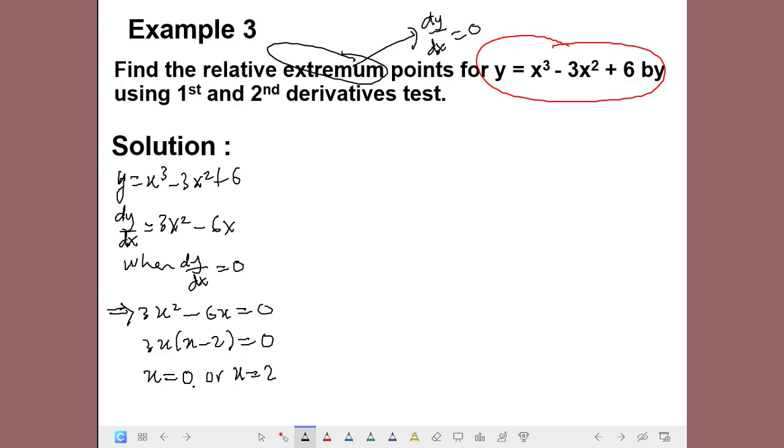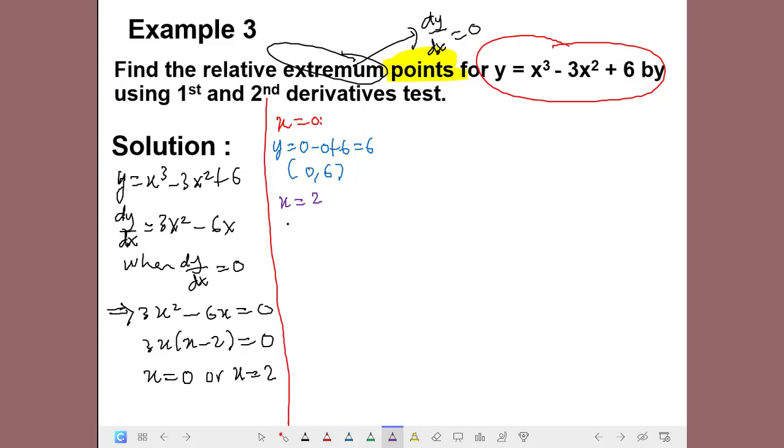Two values for x. Because these are points, you need to find the y value. You need to find x and y. So when x is equal to 0, substitute: y is equal to 0 minus 0 plus 6. y is equal to 6. So this point is (0, 6). When x is equal to 2, y is 2 cubed minus 3 times 2 squared plus 6. The answer is 2, right? So the point is (2, 2).